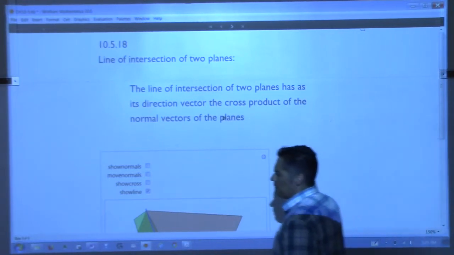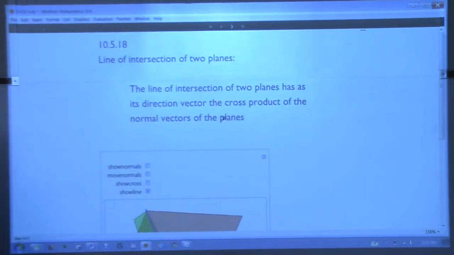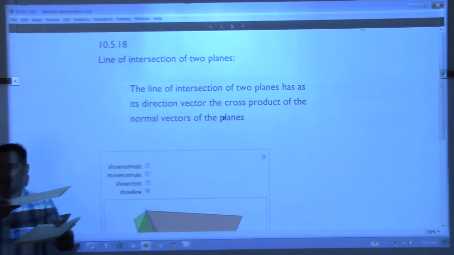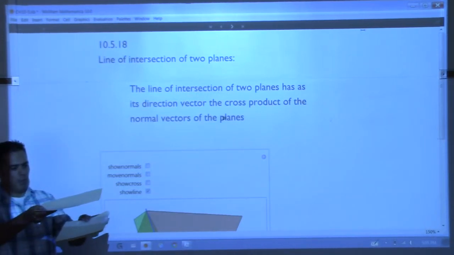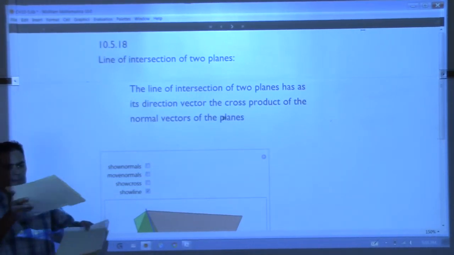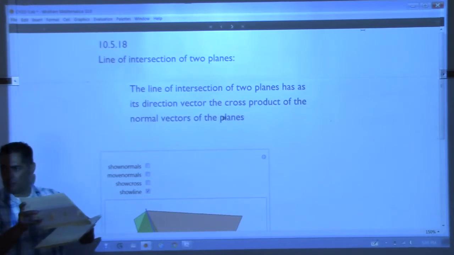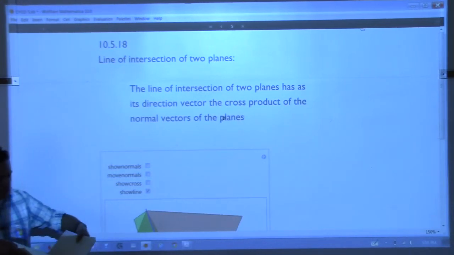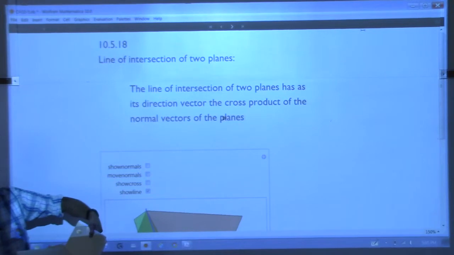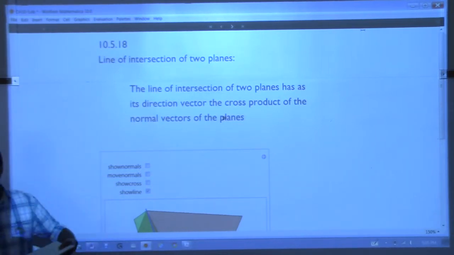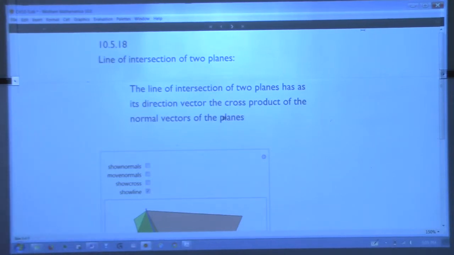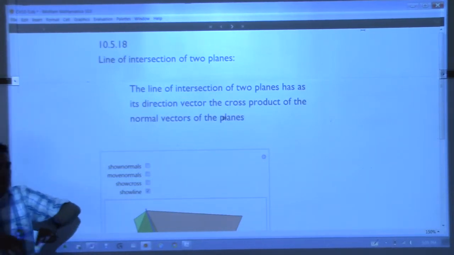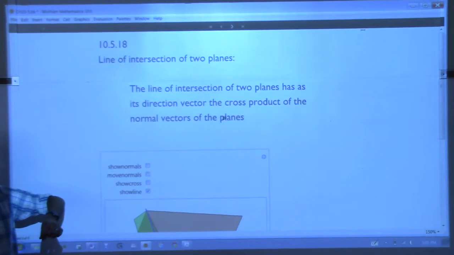All right, so tell me if you agree with this. If you have two planes that are not parallel to one another, then they must intersect each other. And what geometric object would they intersect at? It would be a line, right? So two non-parallel planes should intersect at a line.